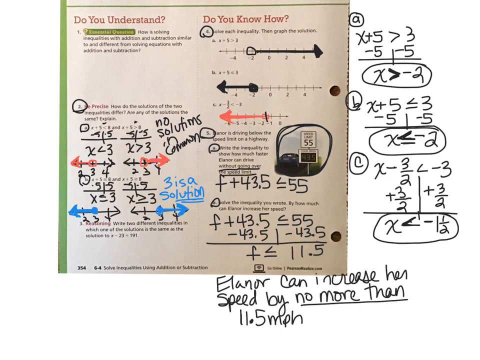When we solve this inequality, we're going to take away that speed that she's currently traveling to figure out the difference between her current speed and the speed limit, which is 11 and 5/10 miles per hour. So what that means is that Eleanor can increase her speed by no more than 11 and 5/10 miles per hour. In other words, 11 and 5/10 or less.